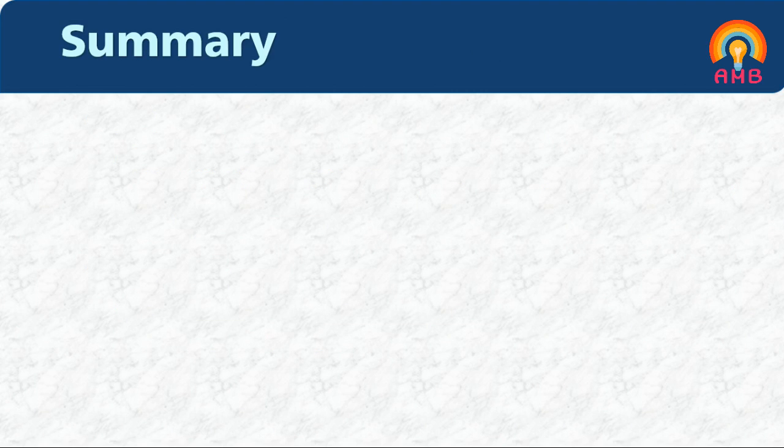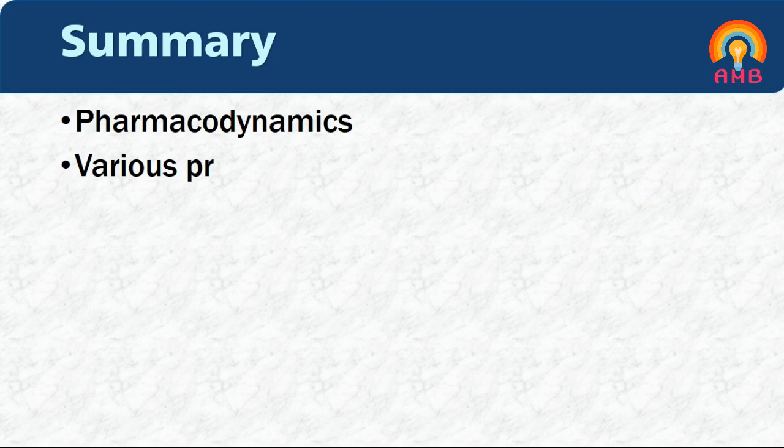Now it is time to summarize. In this video we discussed the definition of pharmacodynamics, then we discussed various principal drug actions like stimulation, depression, irritation, replacement, cytotoxic action, physical action, and chemical reaction. So these are the various principal drug actions we discussed.